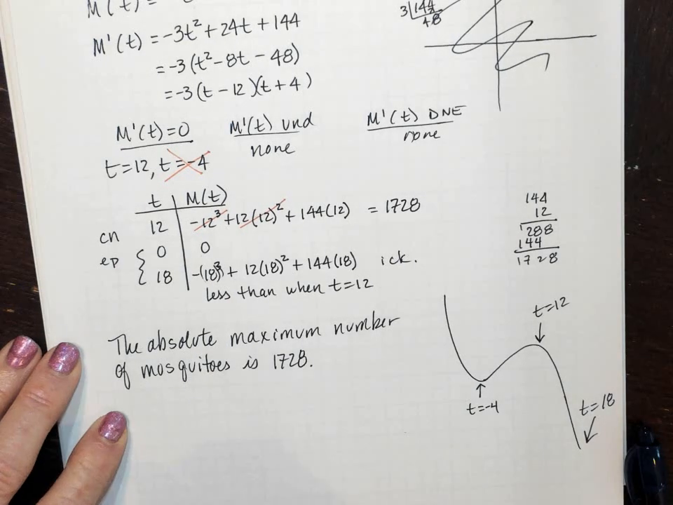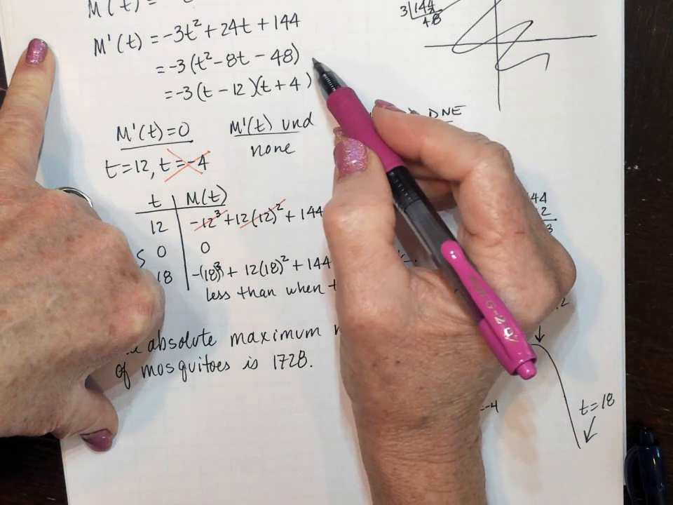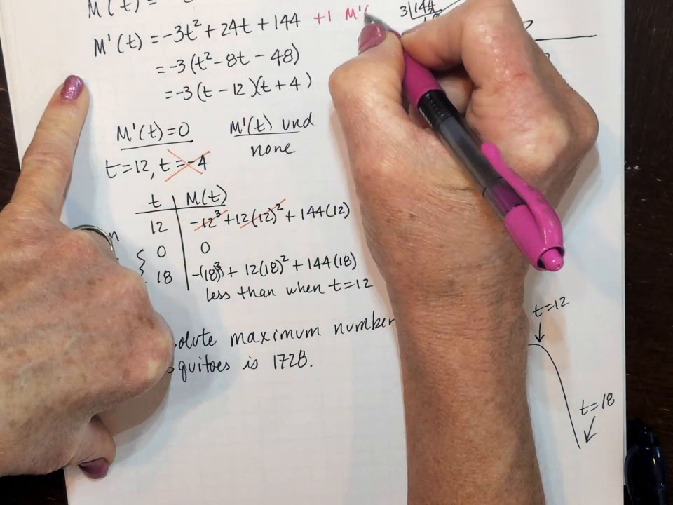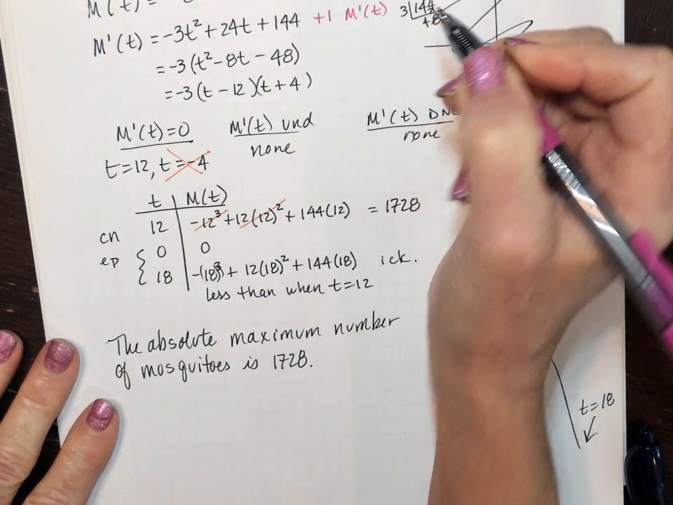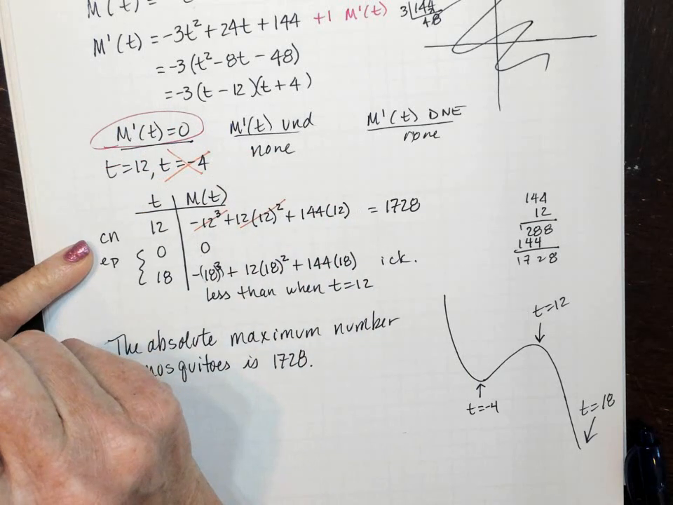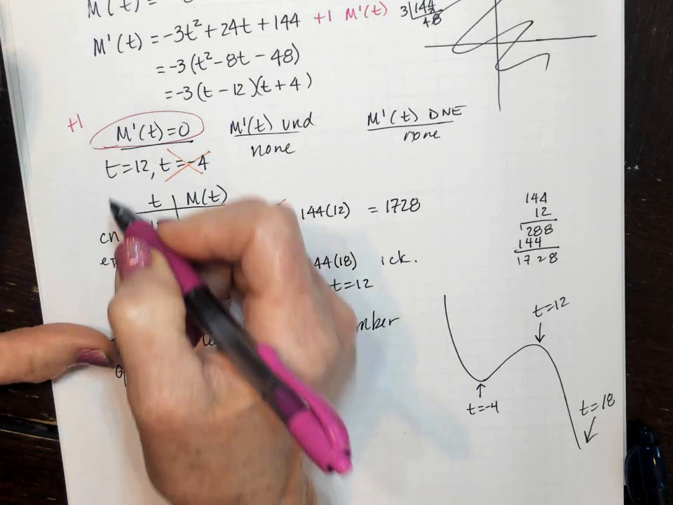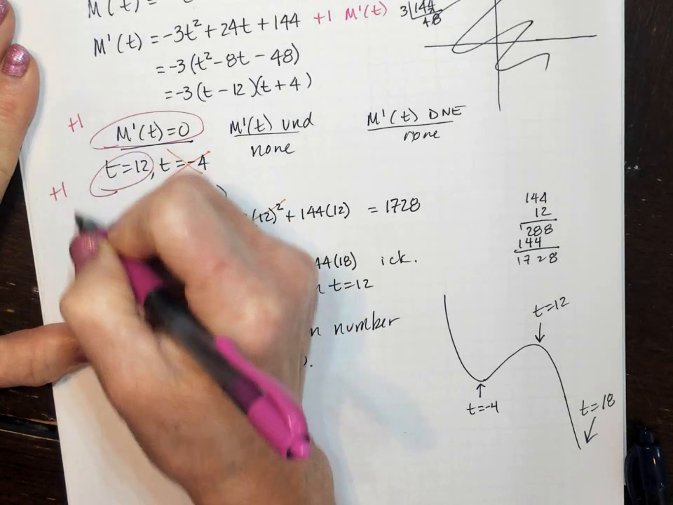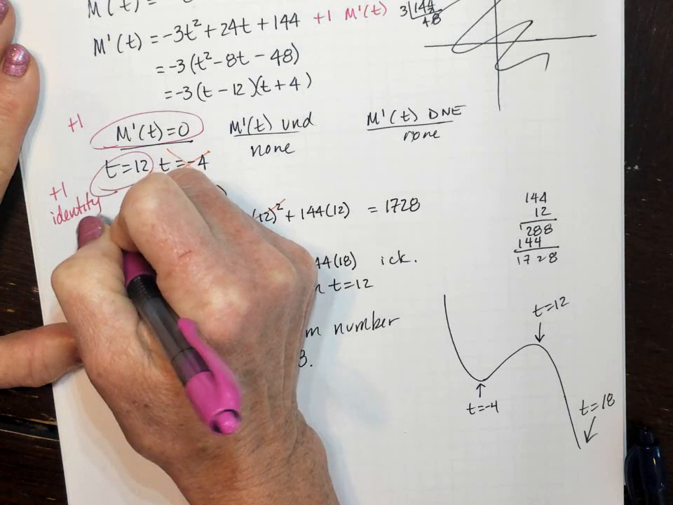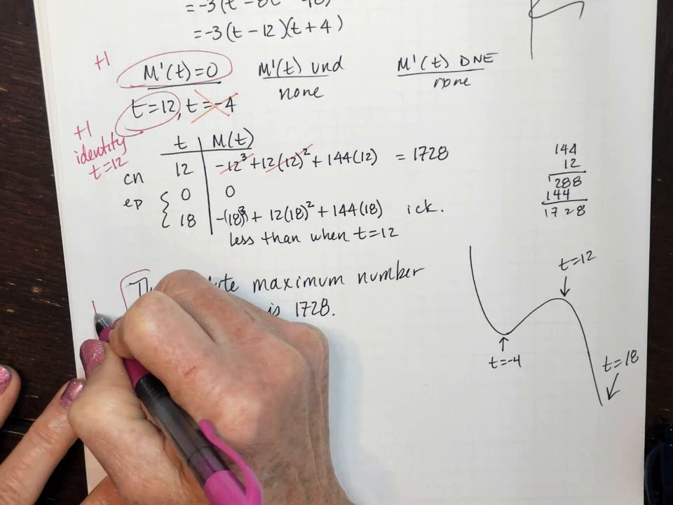Okay, point values here. You get 1 point for just identifying, finding m prime of t. So plus 1 to find m prime of t. You're going to get 1 point to recognize that you have to do m prime of t equals 0. You're going to get 1 point for identifying t equals 12. And then 1 point for the answer.